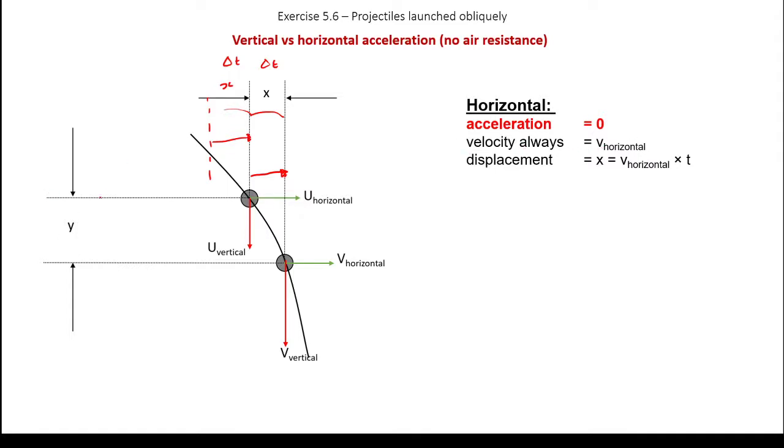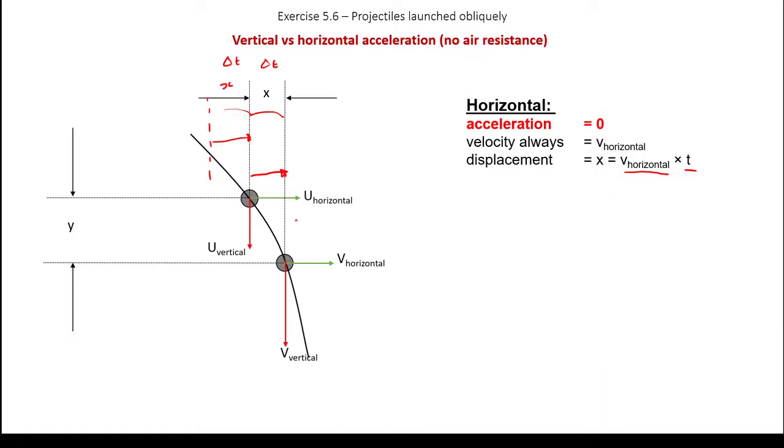Whatever the horizontal component is when it first gets launched, it remains the same all the way throughout. If it gets launched with a 2 meters per second horizontal component, it has a 2 meters per second horizontal component throughout its whole flight. So the displacement it covers horizontally is quite easy. It's just that horizontal component times the time in flight. That is really, really easy. That's how you find the horizontal distance displaced.